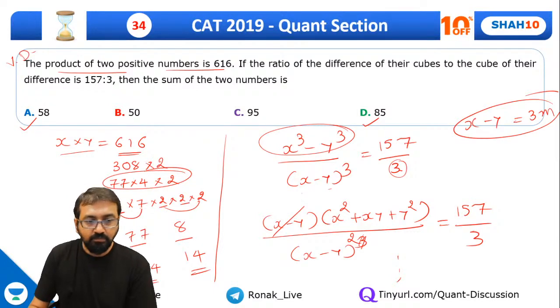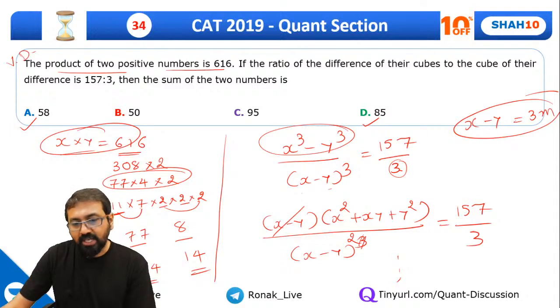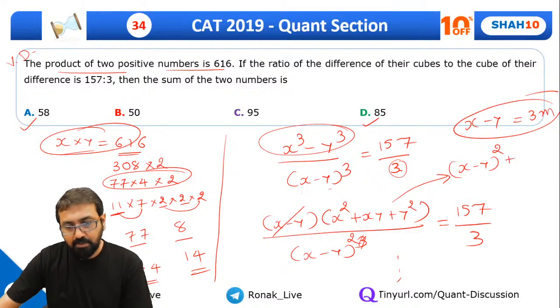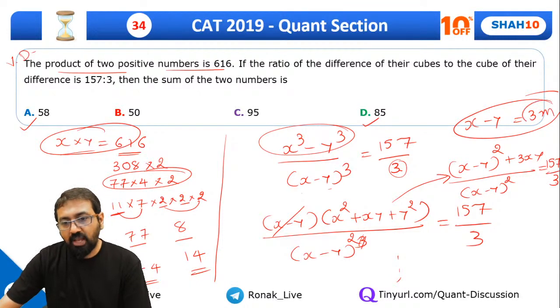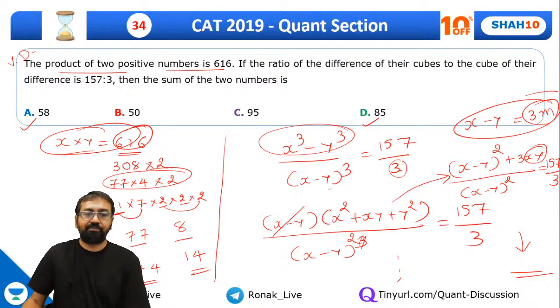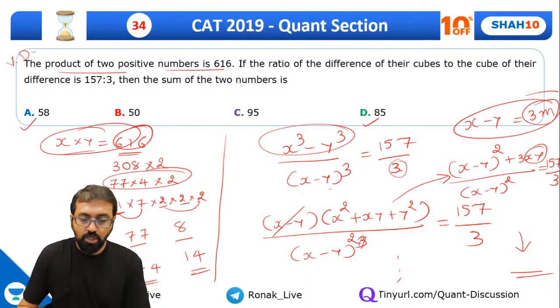Okay, we know the product, so maybe you can convert it this way. The numerator will be (X minus Y) whole square plus 3XY, the denominator will be (X minus Y) whole square, and this is equal to 157 by 3. And we know X minus Y is a multiple of 3, so just put 3m over here. XY is given as 616, so try to solve this thing and you will get some result. Fine. So this was the approach for this question.